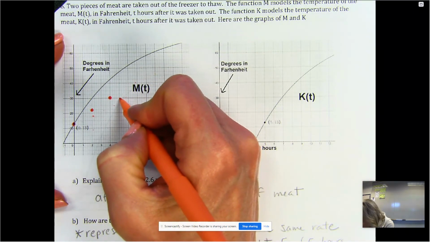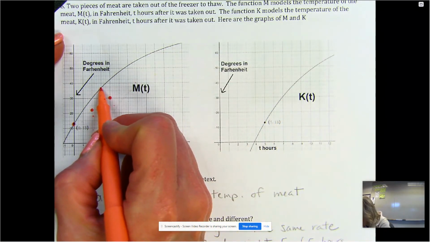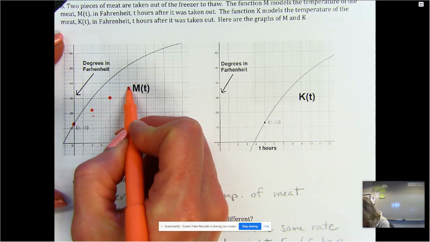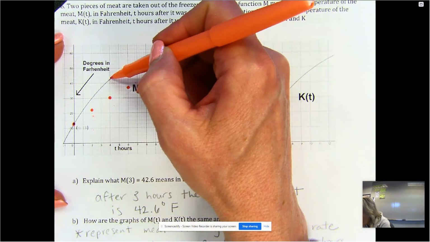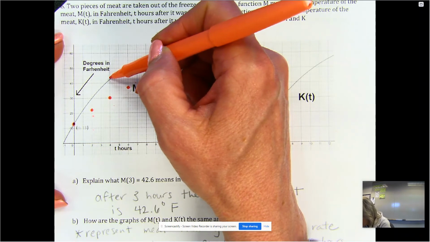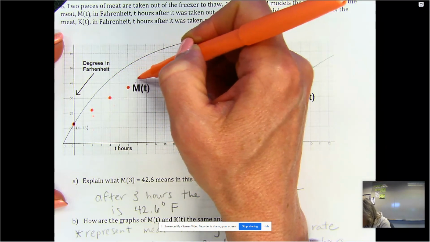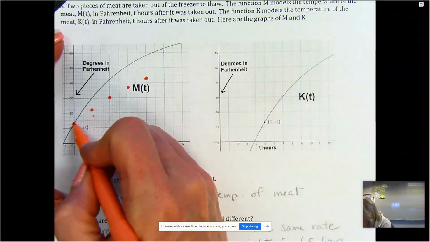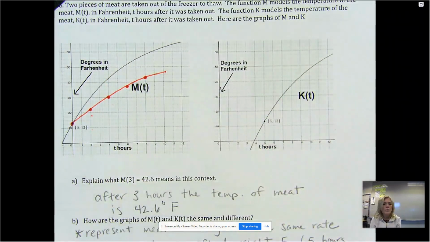The next one, where this is, let's see, 3 hours is here. 3 times 2 is 6. So here's 4, 5, 6, like that. Here's the data for M of T at 4 hours. 4 times 2 is 8. So 4, 5, 6, 7, 8. Okay, so that's probably good enough. It's going to look something like this. Not going to thaw as quickly.